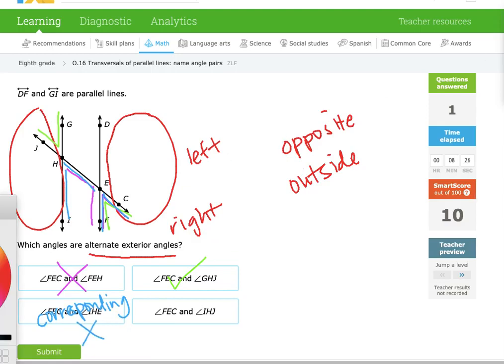Let's try one last one. Angle FEC and angle IHJ. Okay, this one right here. They are both outside, but they're not opposite. They're both on the right-hand side. So no good. So just FEC and GHJ. This one and this one. Opposite and both on the outside.